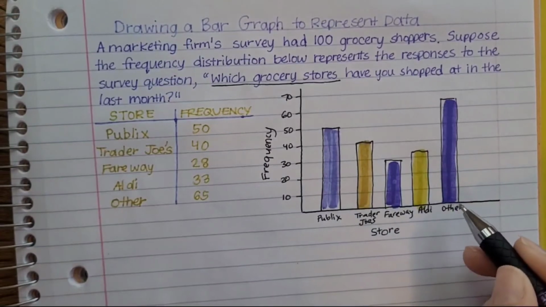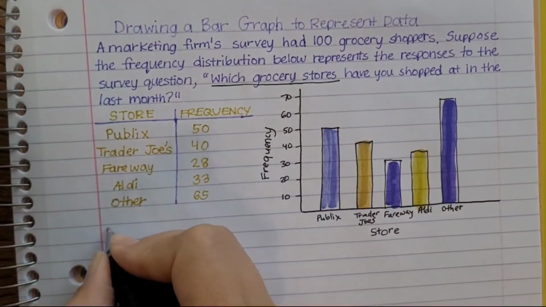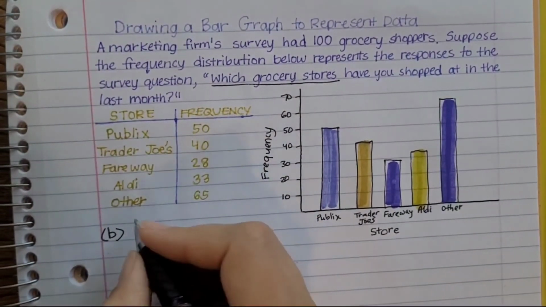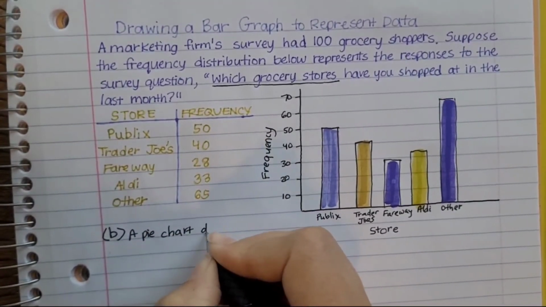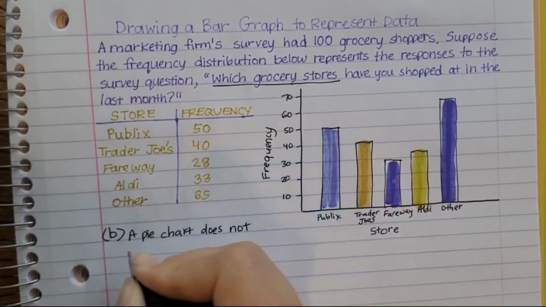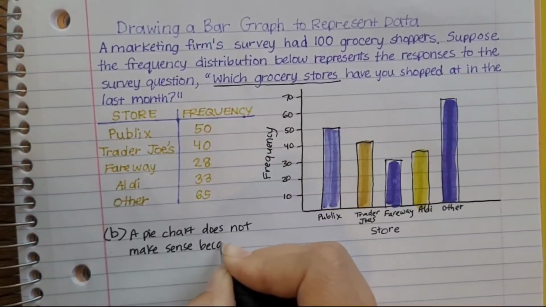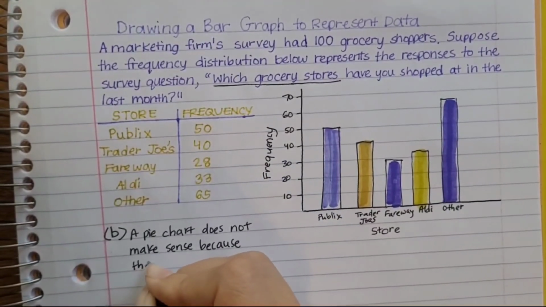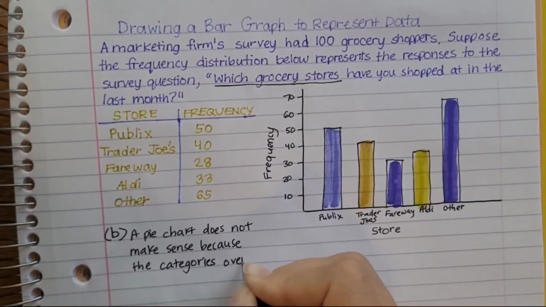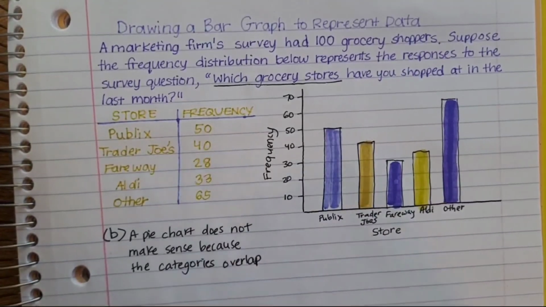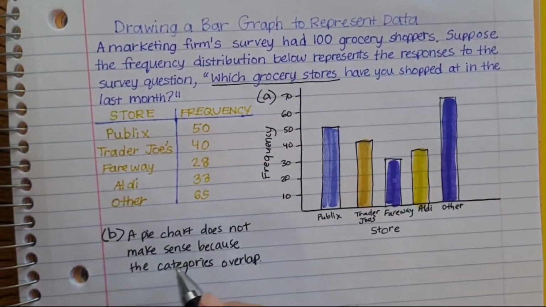So bar graphs are best when we have overlap and pie charts are not. So I would simply say a pie chart does not make sense because the categories overlap. And that concludes part A is our bar graph and part B is our pie chart.